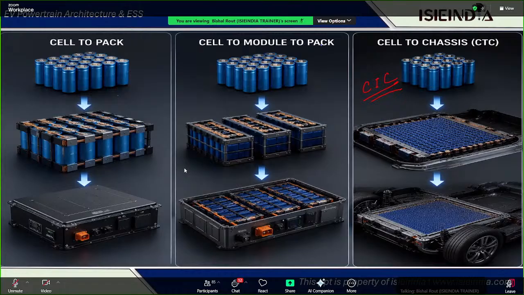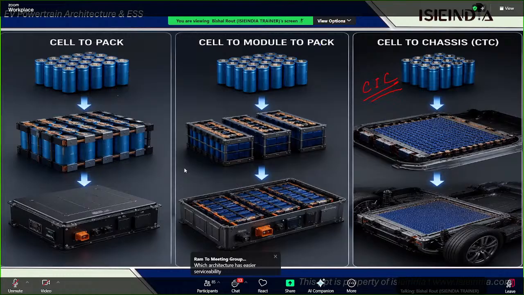But there is a huge engineering challenge. If crash damage to the battery happens, then repair becomes extremely difficult, because the battery is an integral chassis structure, and if something is damaged inside your chassis, you have to replace the complete thing. So again, replacement is a huge challenge.